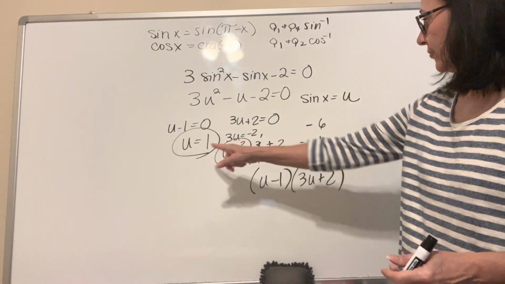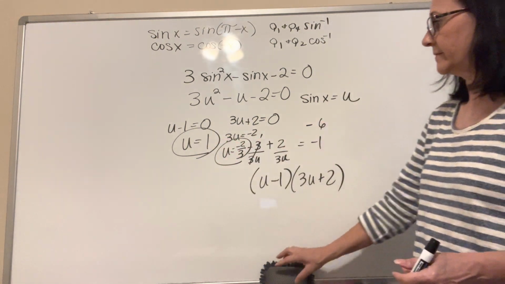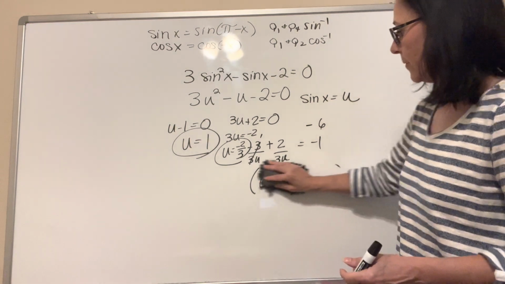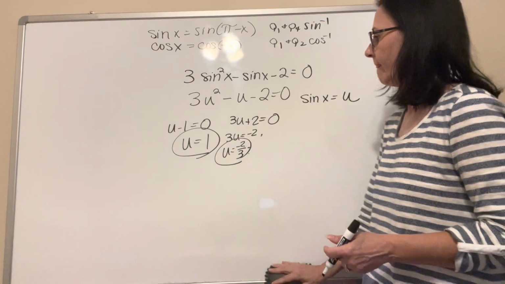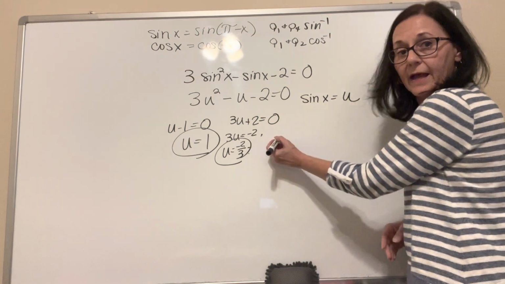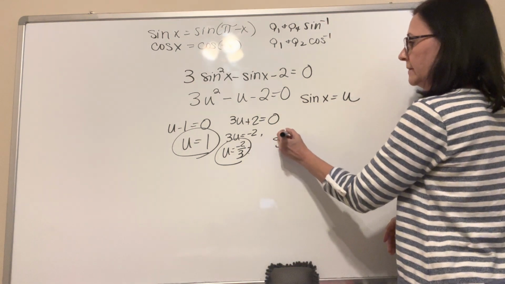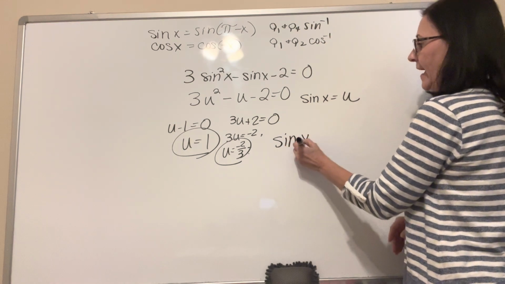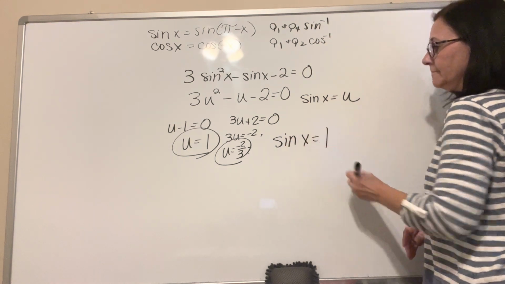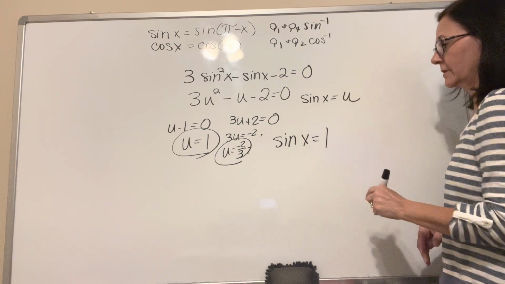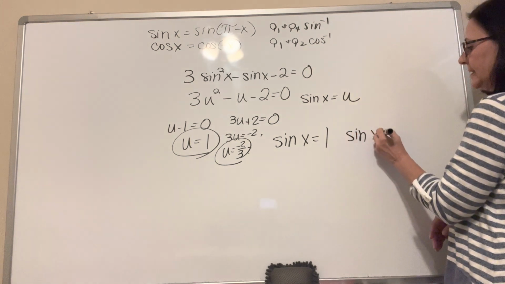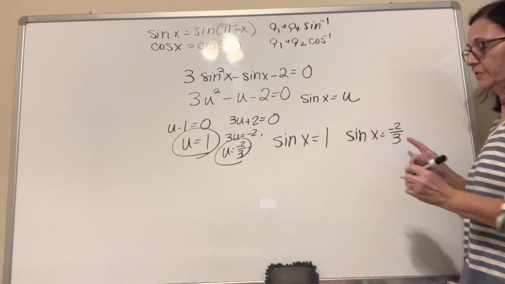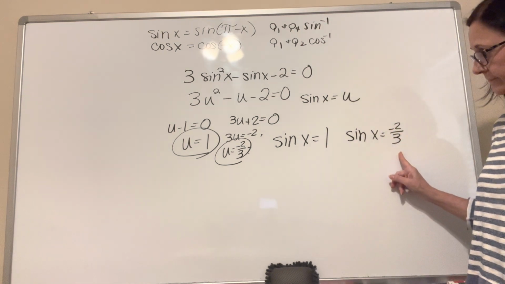So now for u, I'm going to go back in and substitute in the sine of x. I'm going to erase this part. So now I have the sine of x equals 1. Well, I know there's only one solution for that. And then I have the sine of x is -2 thirds. So there's 2 solutions for this one.